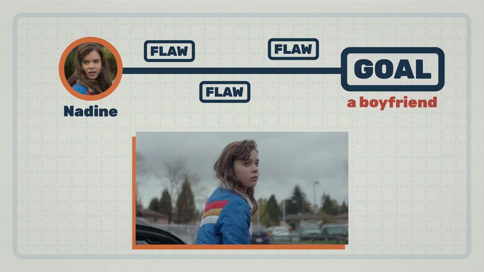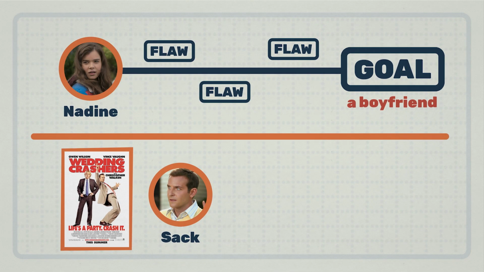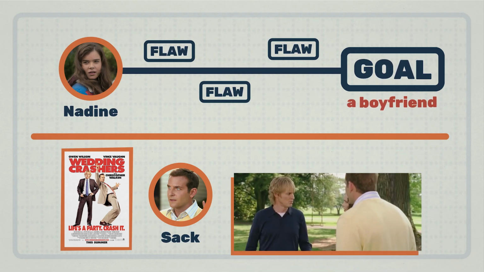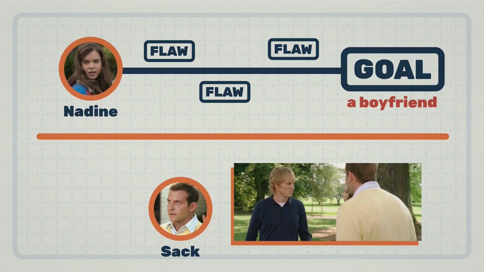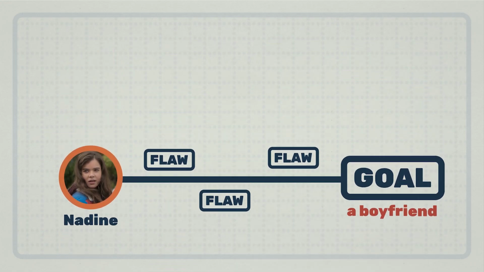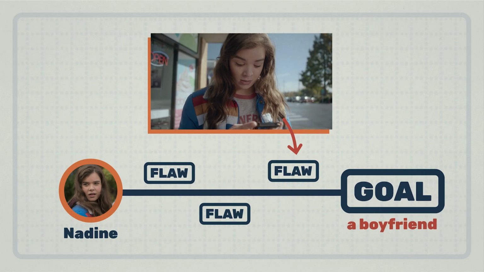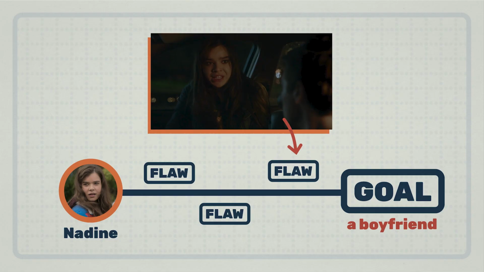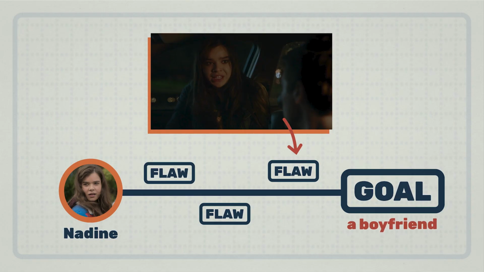In similar stories with clear antags, like Sack in Wedding Crashers, the antag usually attacks the hero directly at the 3/4 mark, like how Sack reveals protag John's secret to Claire, ending their potential romance. When you look at this moment in The Edge of 17, it's actually Nadine herself who sends a graphic message to Nick, her crush, and then gets upset when Nick tries to get physical in his car. Nadine is performing the actions of the antag herself, becoming the very thing standing between herself and her goal.